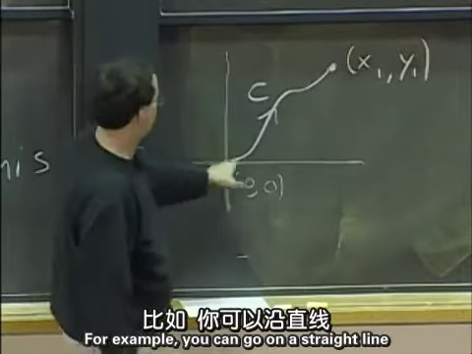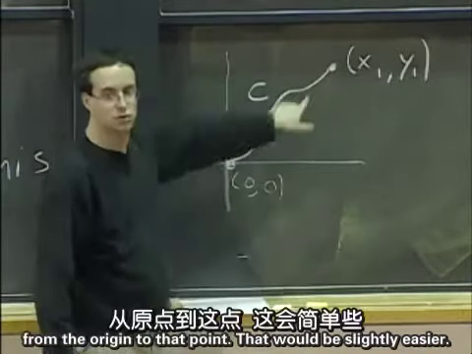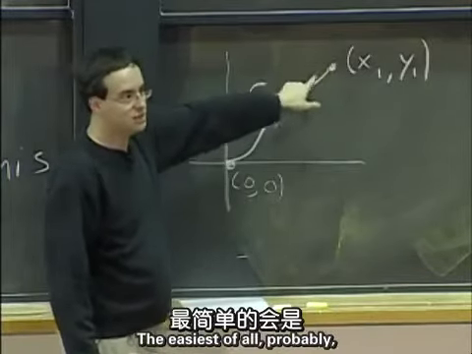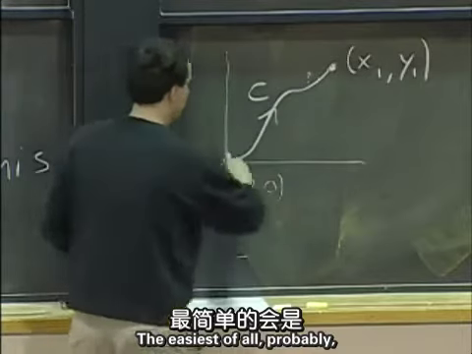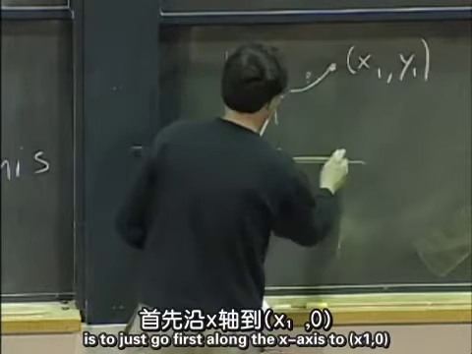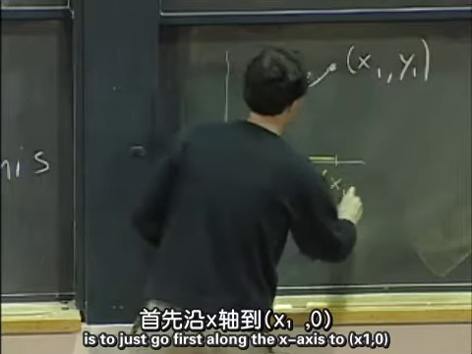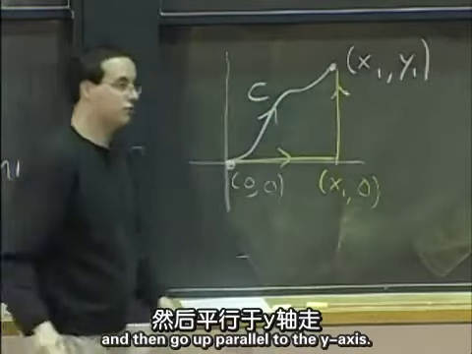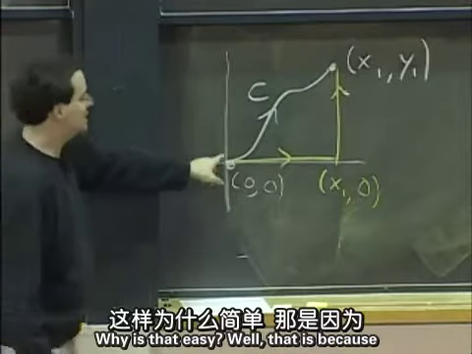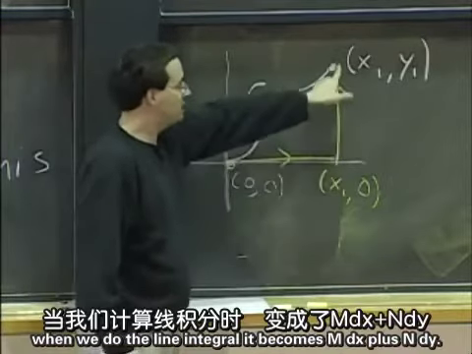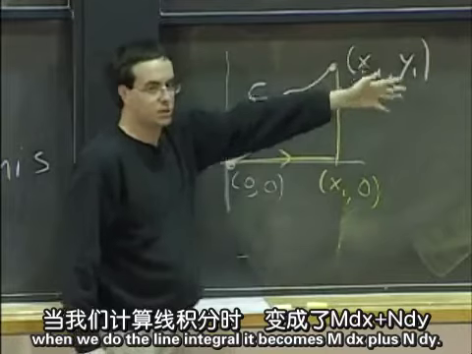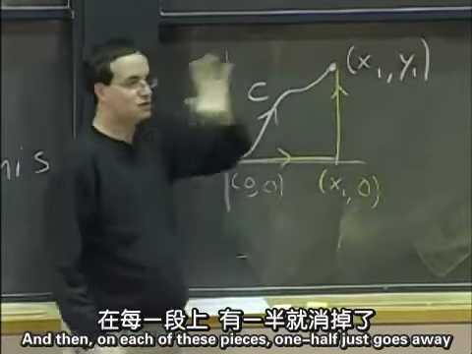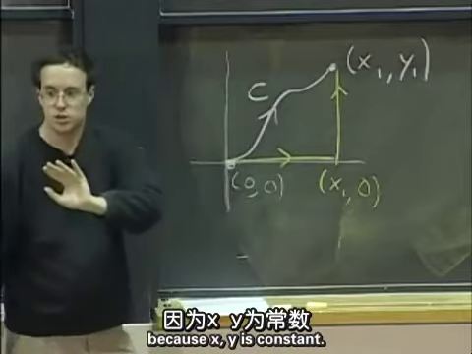For example, you can go on a straight line from the origin to that point. That would be slightly easier. But in fact, that's even easier. The easiest of all, probably, is to just go first along the x-axis to x1, 0, and then go up parallel to the y-axis. Why is that easy? Well, that's because when we do the line integral, it becomes M dx plus N dy, and then on each of these pieces, one of them just goes away because x or y is constant.